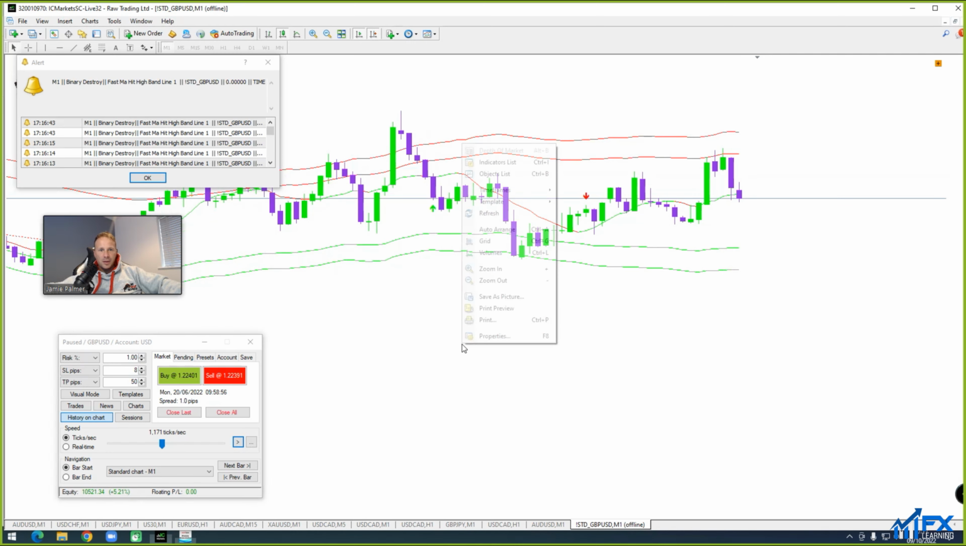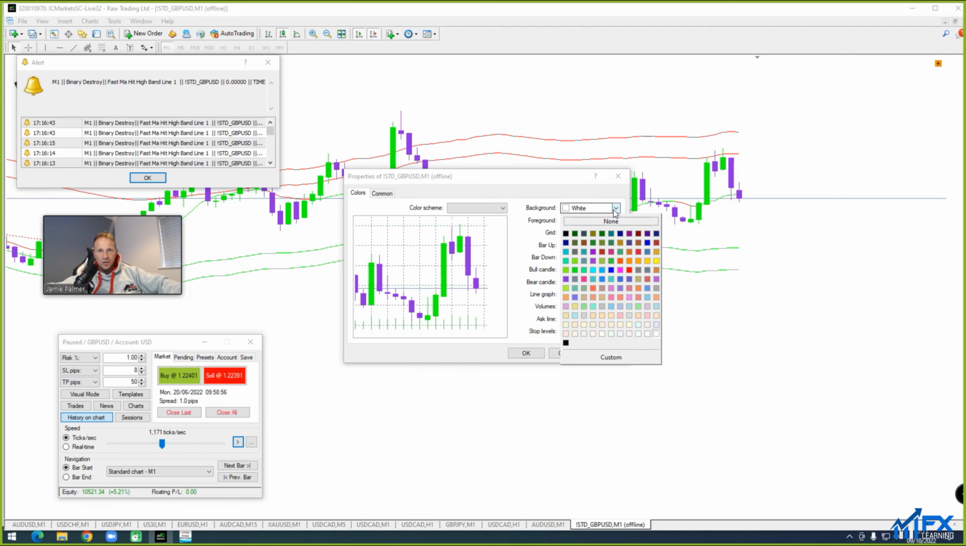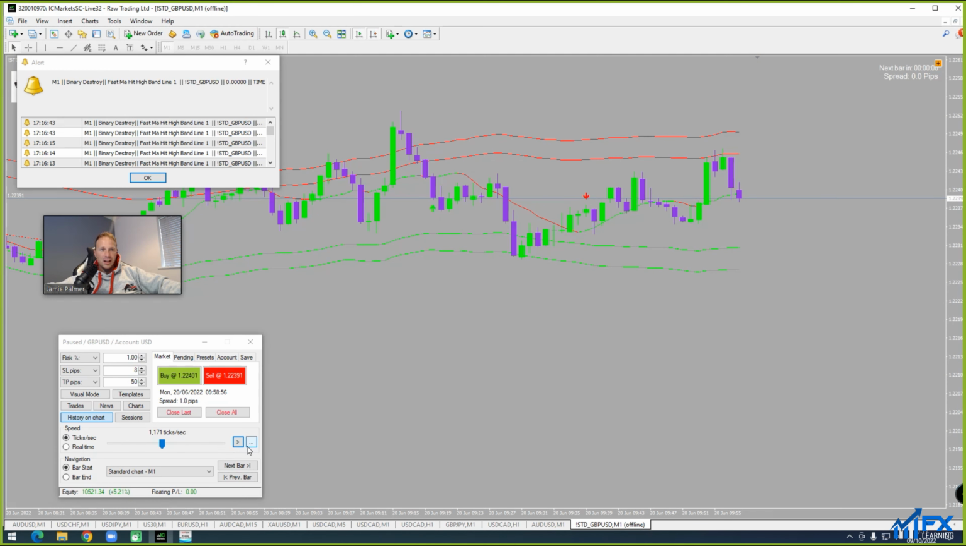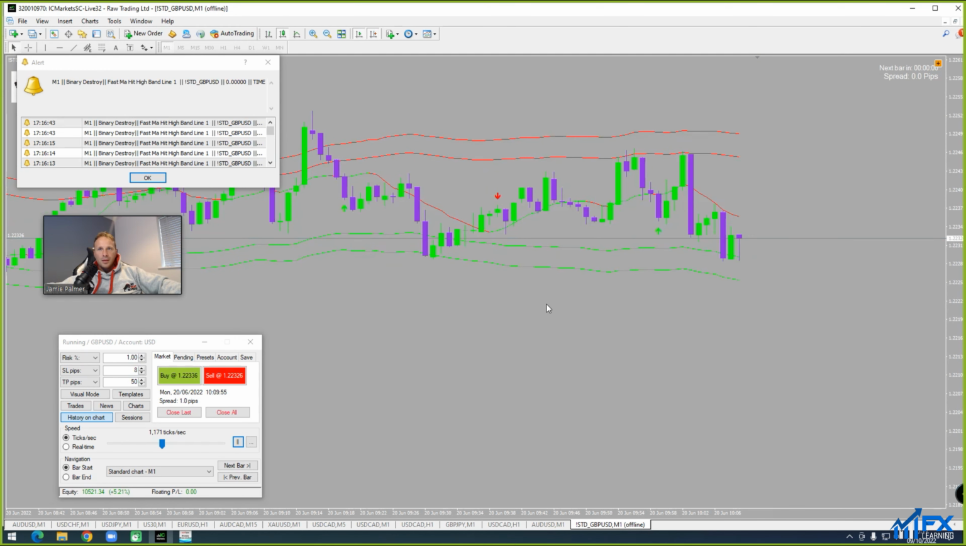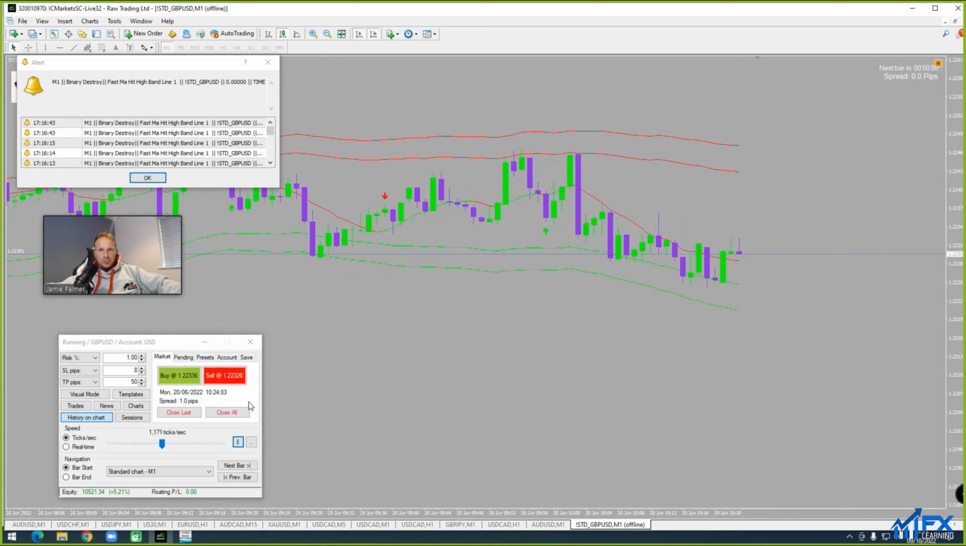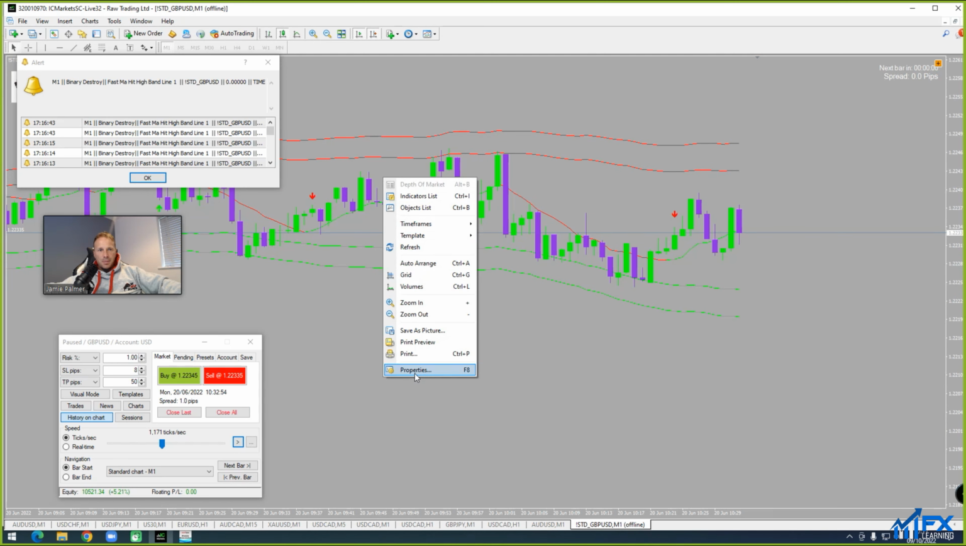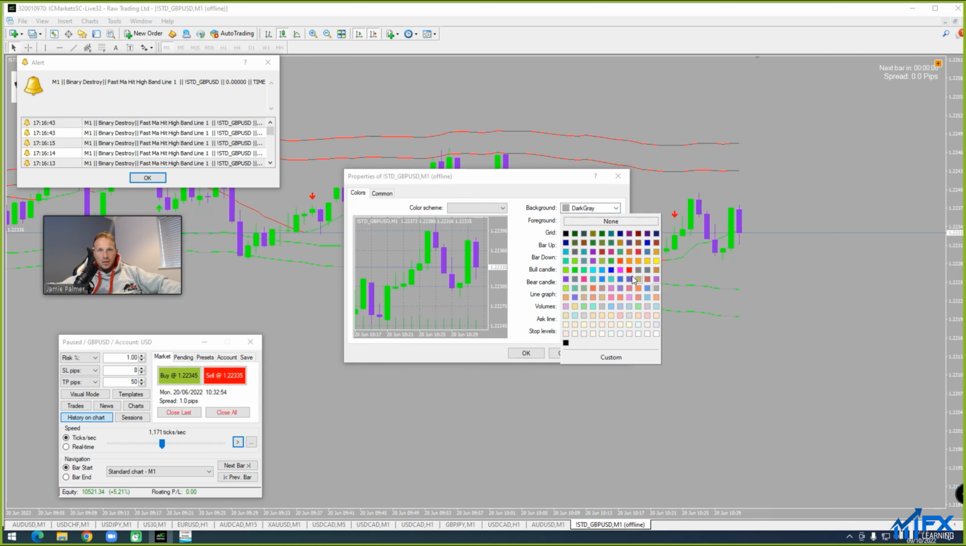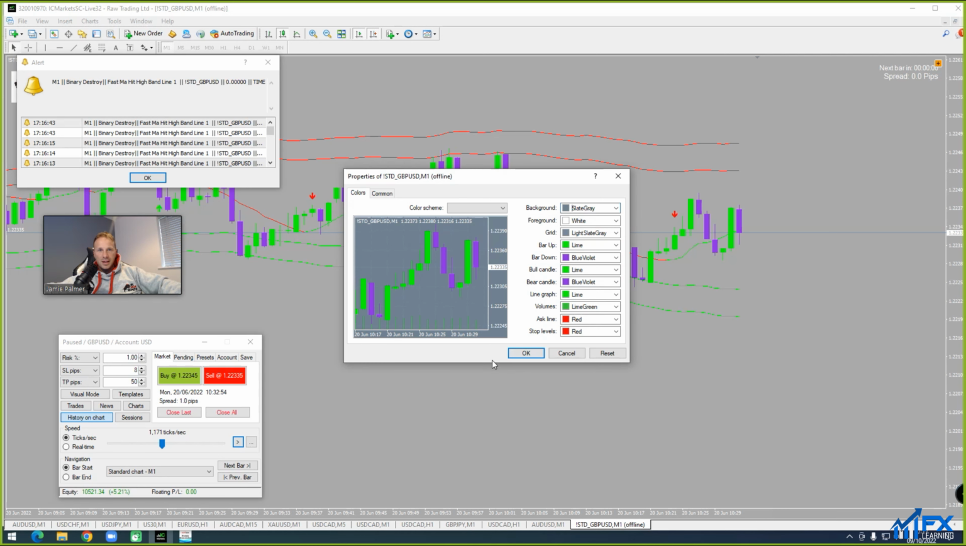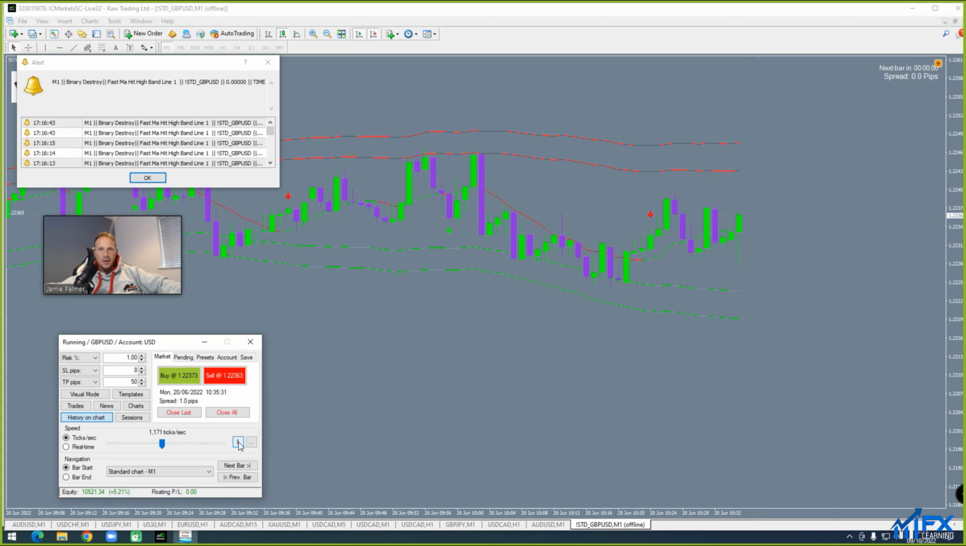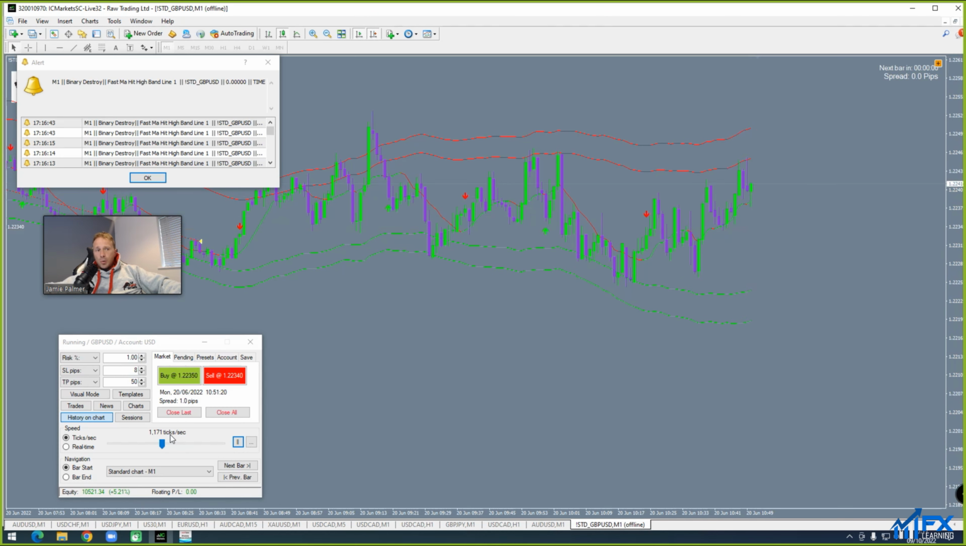I'll make this background just slightly darker so you can actually see. We'll go for grey. There we go. You can see that, yeah? I'll make it a bit darker as well, darker grey, slate. There we go. That's better.